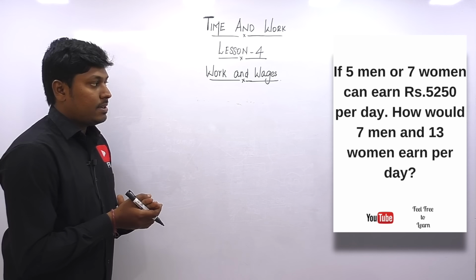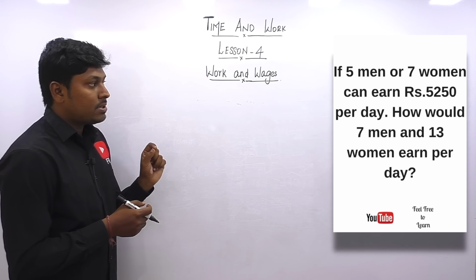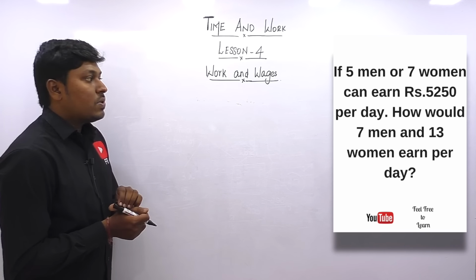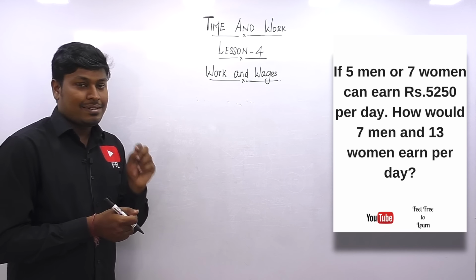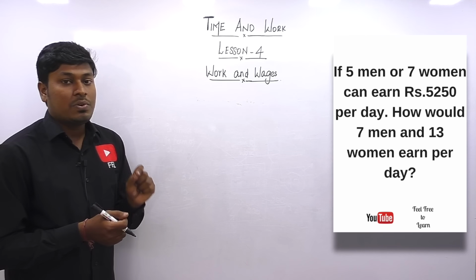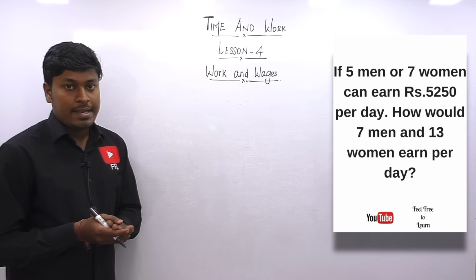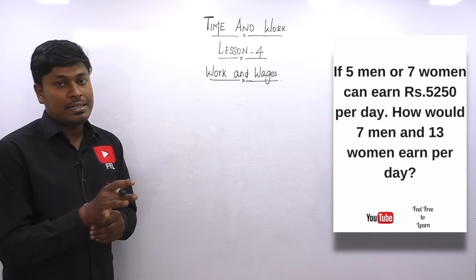Question number 6. If 5 men or 7 women can earn rupees 5,250 per day, how much would 7 men and 13 women earn per day? So friends, the first data is that either 5 men or 7 women can earn 5,250 rupees per day. And our target is to find how much 7 men and 13 women earn per day, right?